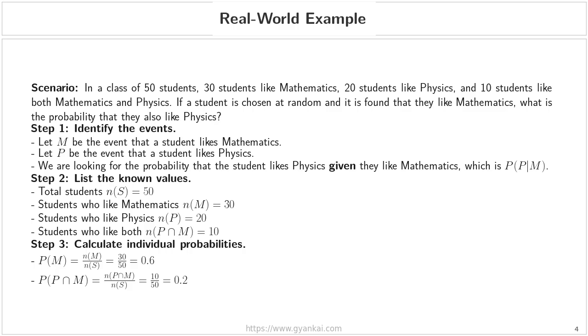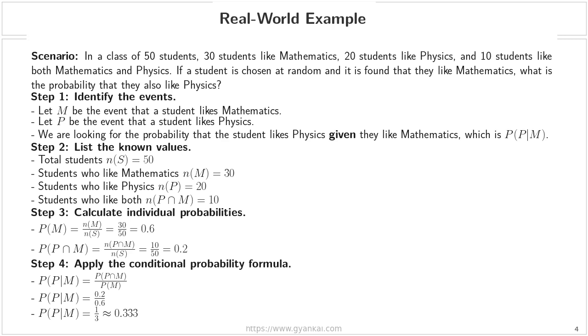In step 3, we need to convert these counts into probabilities so we can use the general formula we learned on the previous slide. First, the probability of a student liking mathematics, P of M, is 30 divided by 50, which gives us 0.6. Next, we find the probability of a student liking both subjects, P of P intersection M, which is 10 divided by 50, resulting in 0.2.